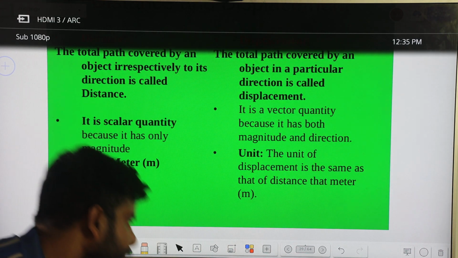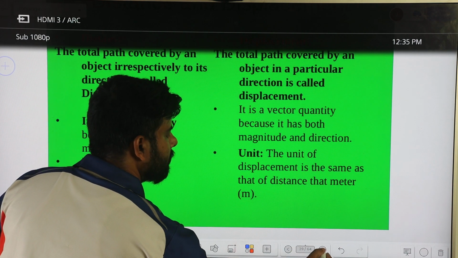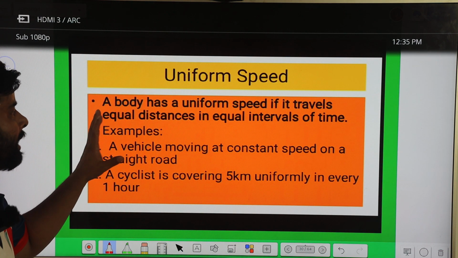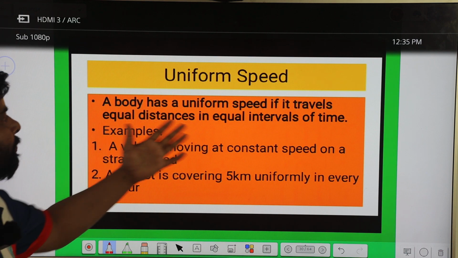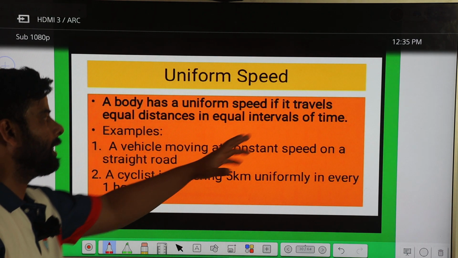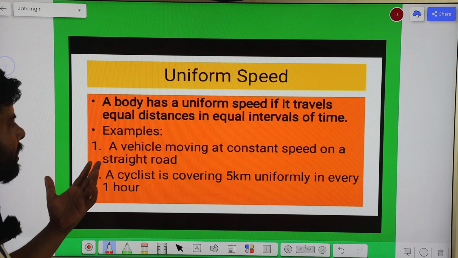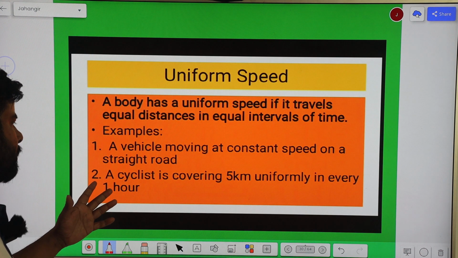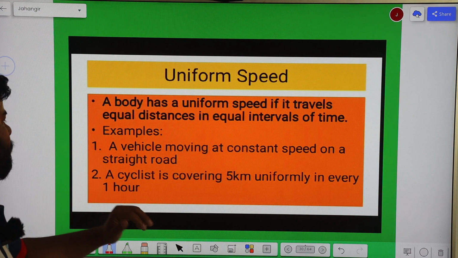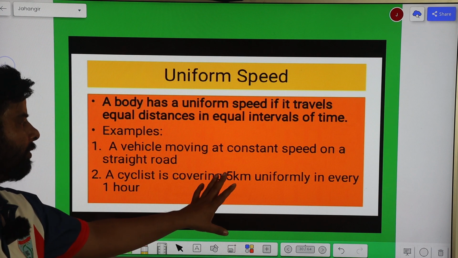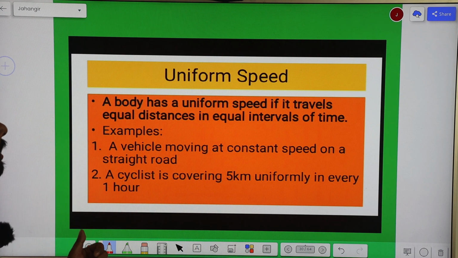Now, uniform speed. A body has a uniform speed if it travels equal distance in equal intervals of time. So the rate of change of distance is called speed. For example, a vehicle moving at constant speed on a straight road, or a cyclist covering 5 km uniformly in every 1 hour.